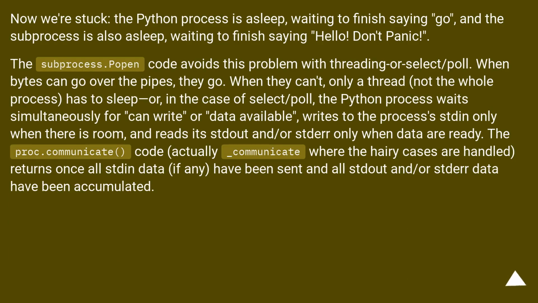The subprocess.Popen code avoids this problem with threading or select/poll. When bytes can go over the pipes, they go. When they can't, only a thread, not the whole process, has to sleep, or, in the case of select/poll, the Python process waits simultaneously for can-write or data-available, writes to the process's stdin only when there is room, and reads its stdout and/or stderr only when data are ready. The proc.communicate code, actually _communicate where the hairy cases are handled, returns once all stdin data, if any, have been sent and all stdout and/or stderr data have been accumulated.